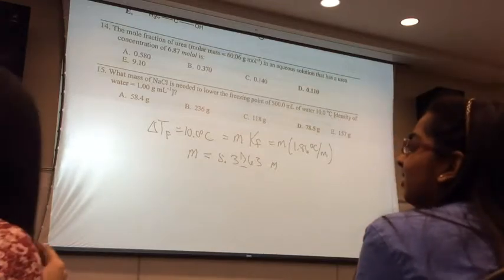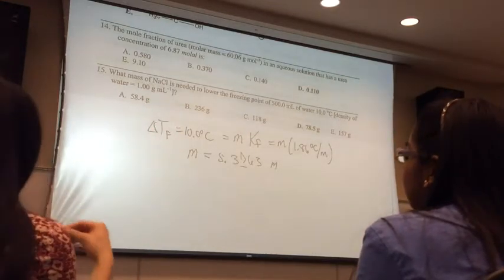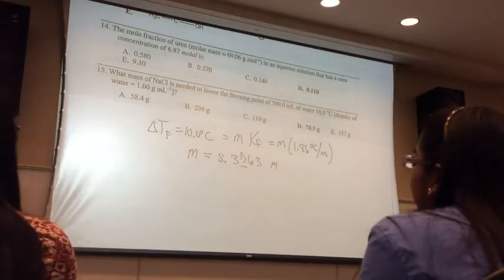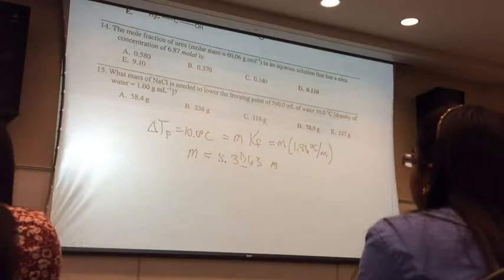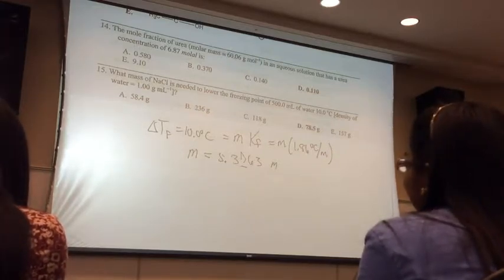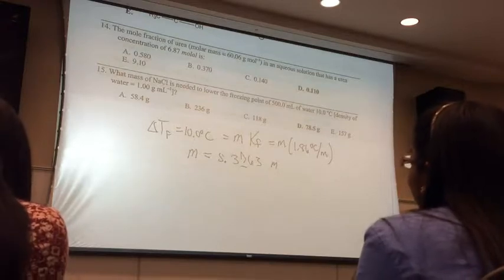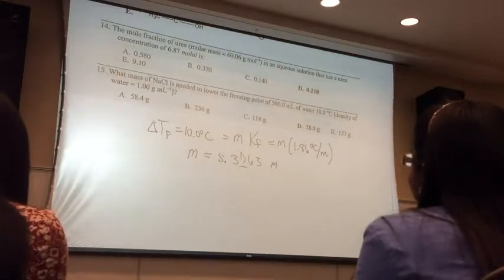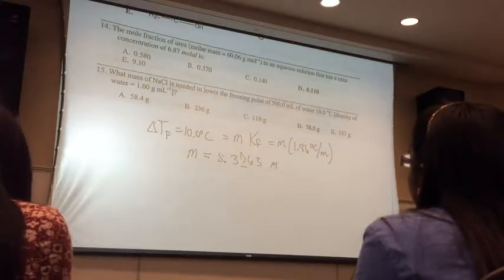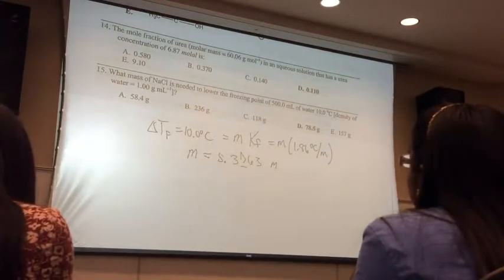No, we'll give you a table that has boiling point, freezing point, Kf and Kb for different solvents, including water. Most people know 0 and 100, but in case you forget it on the exam, we've got it on there. All right, so we want to know what mass of sodium chloride is needed to lower this.